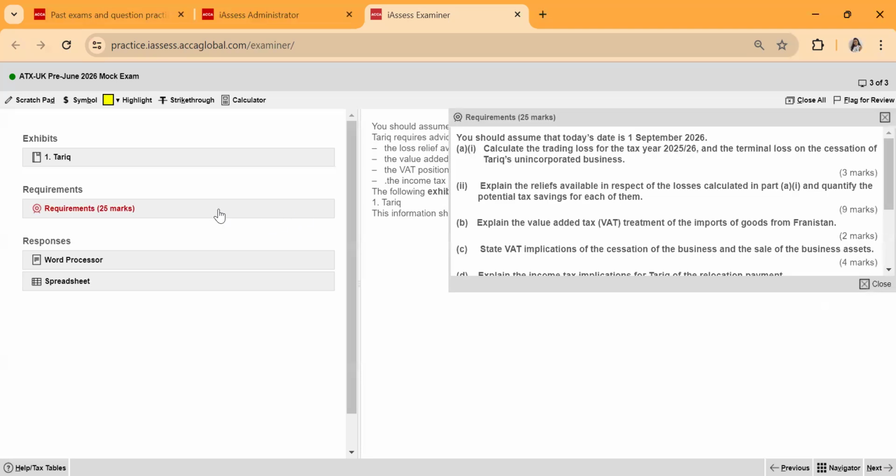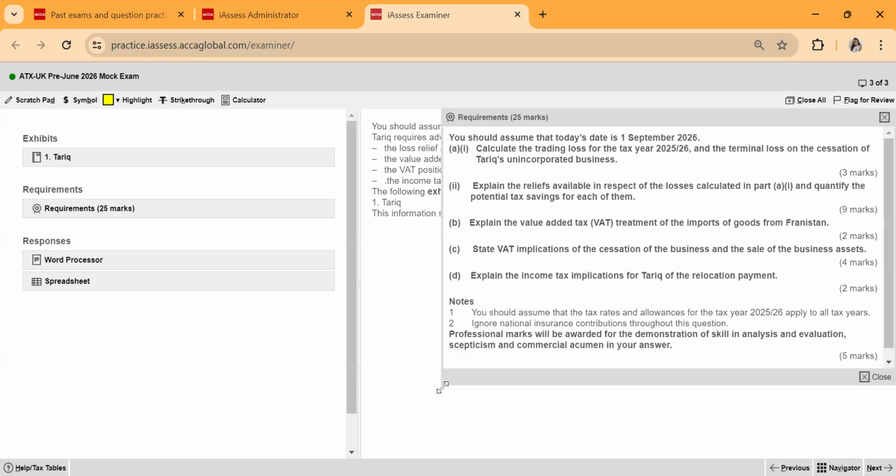The first one. You should assume that today's date is 1st September 26. And what are the skills required to be tested here? The skills are analysis, evaluation, skepticism and commercial acumen, not communication skills. So they are not requiring you to write your answers in a particular format like a memorandum and all.